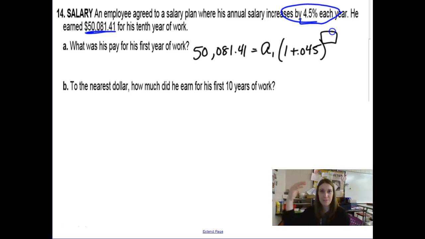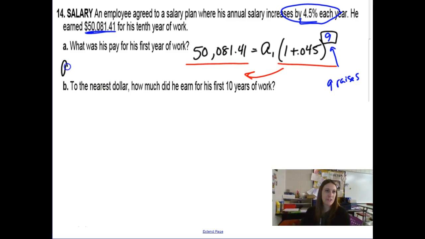Putting a 10 in doesn't make sense because his initial pay is before he even started working, like his zeroth year. So this time we do want to think about n minus 1 from the formula. So he's getting 9 raises is the issue. That's where this number is coming from. 9 raises. You don't get a raise the minute you start working. You get a raise after your first year. So think of it that way. Anywho, solving, I'm going to divide this over here, whatever that number is, and we got our first year of pay to be $33,700. And then to the nearest dollar, how much did he earn for all 10 years?